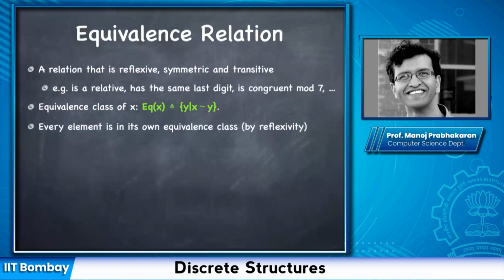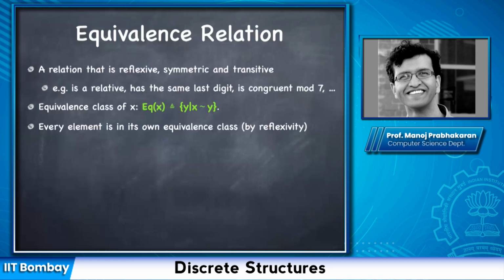Now, the first thing I want to point out is that every element is in some equivalence class. Every element is somebody's relative, in the example of relatives. Why? Well, because of reflexivity, we know it's related to itself, so it's in its own equivalence class. It may be related to others also. There may be other elements to which it is a relative, but it's related to itself.